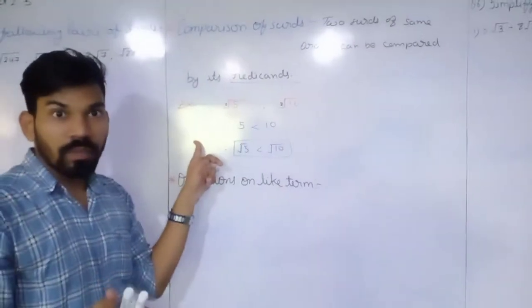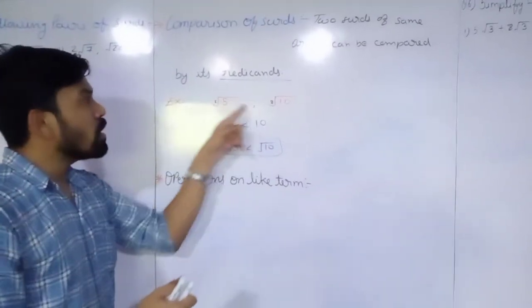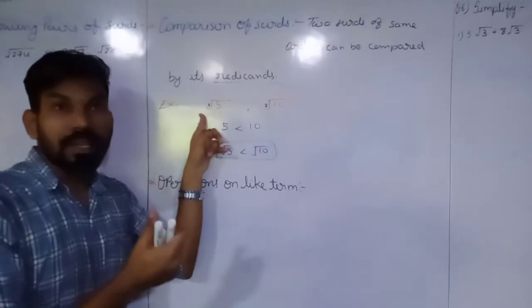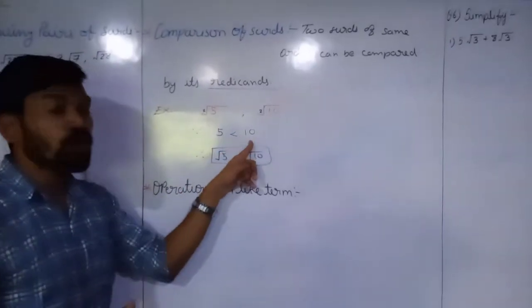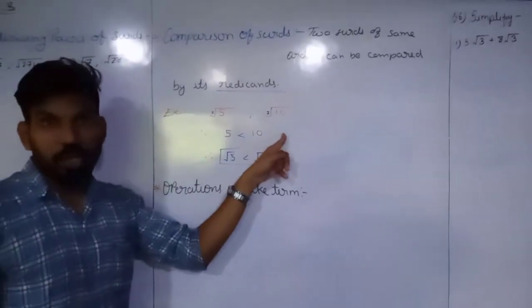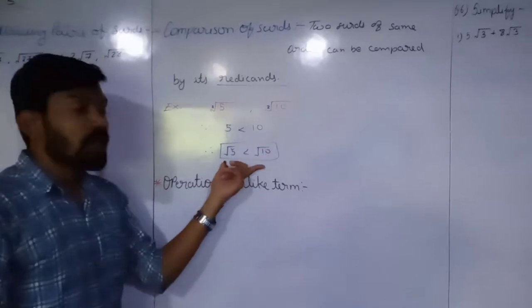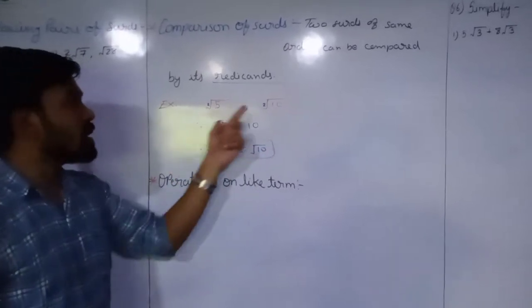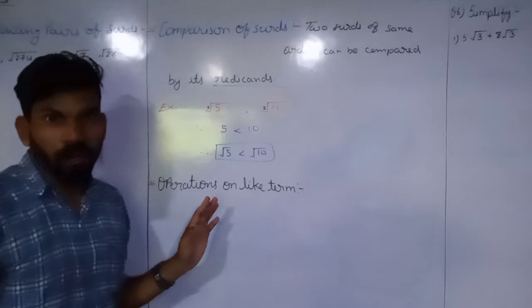Got it, everyone? First we check whether the orders of the surds are the same. After that we compare the radicands of these two surds. On the basis of that we can decide which surd is greater and which one is smaller.